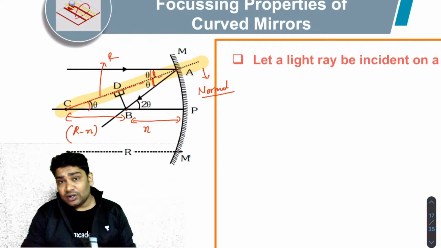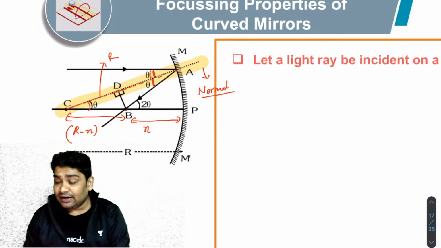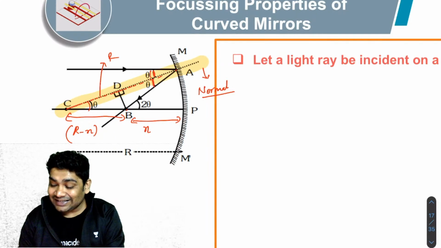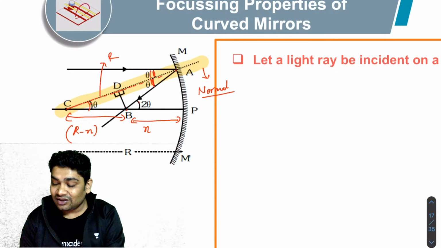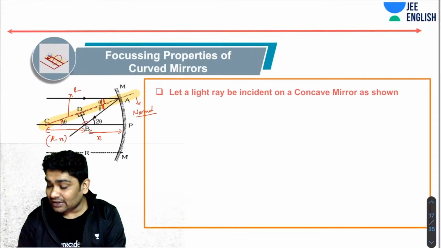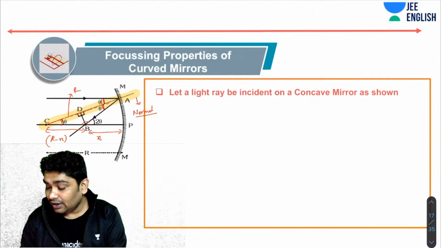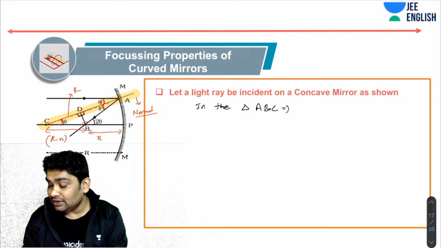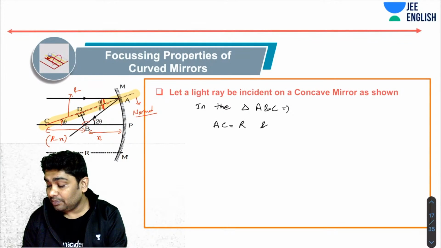Now, what I'm going to do is simply apply the sine rule. If I apply the sine rule in this, you realize this angle is theta, this angle is theta, this is the exterior angle, this is 2 theta, this is 180 minus 2 theta. So can I say in the triangle ABC, what I will realize is AC equals R and BC equals R minus X.